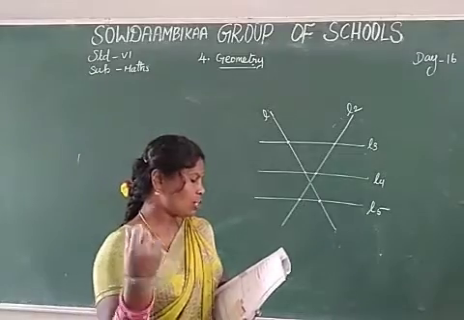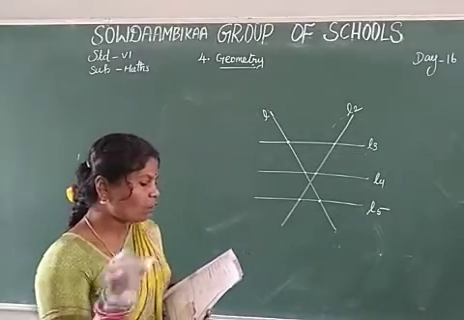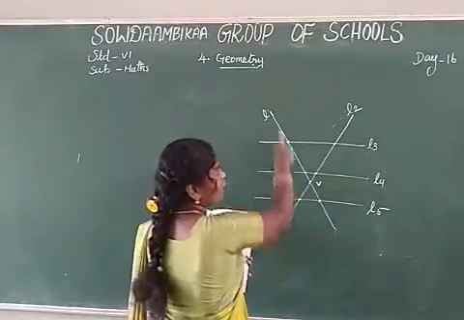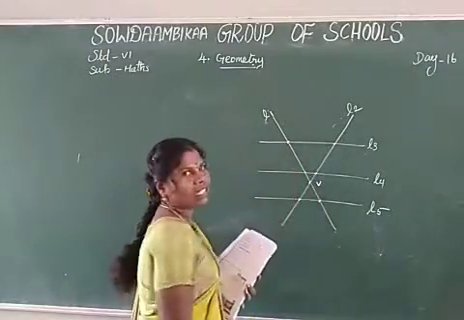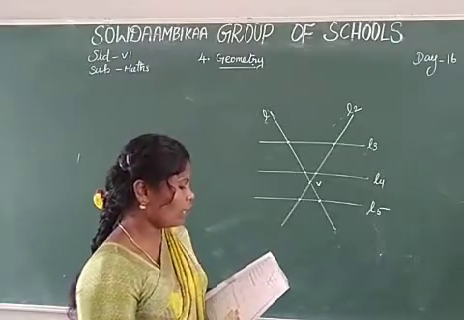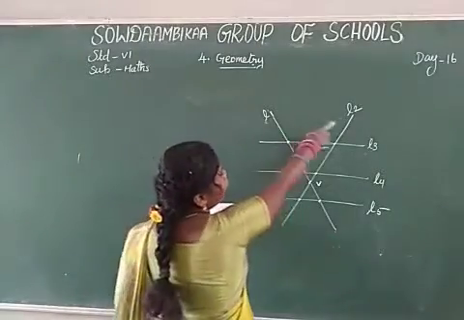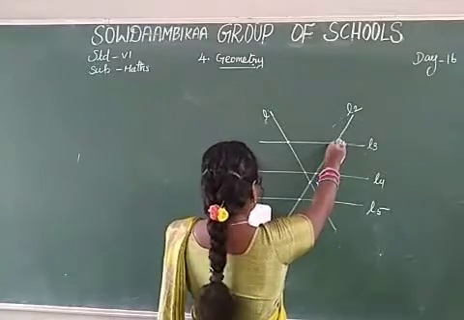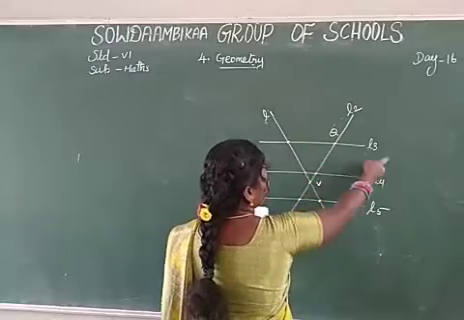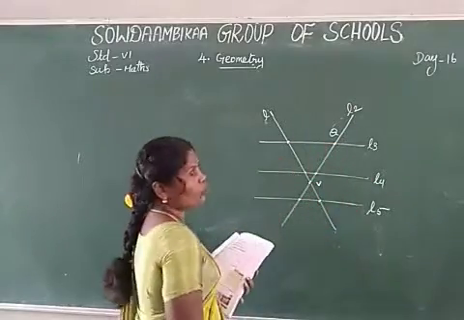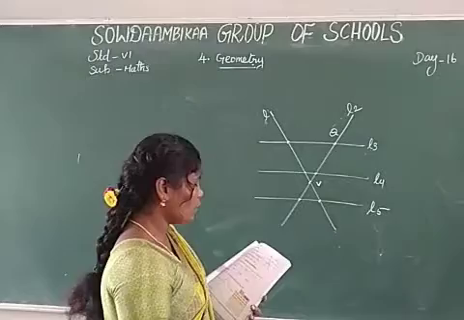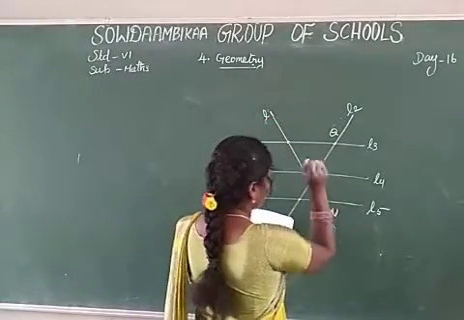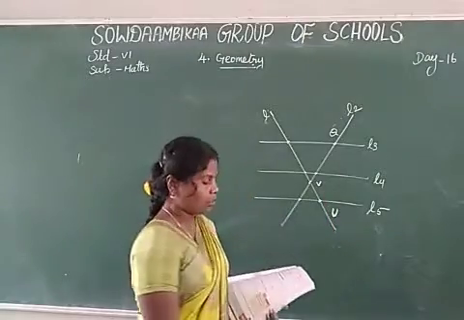Next, third question: the pair of lines whose point of intersection is V. V is this point. Which lines meet at V? L1 and L2 meet at the intersecting point V. So the answer is L1 and L2. Next, L2 and L3, which point is intersecting? Q. Next, the last one, the fifth one: L1 and L5 meet at this point U. So the answer for the last one is U.